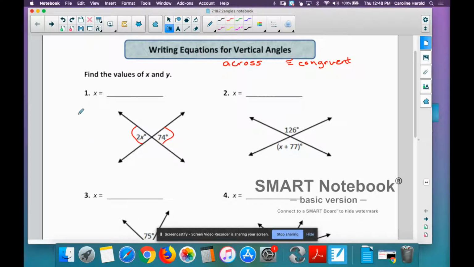We'll start with a simple one right here. These are my two vertical angles. They're right across from each other. So I'm going to write 2x has to equal 74.